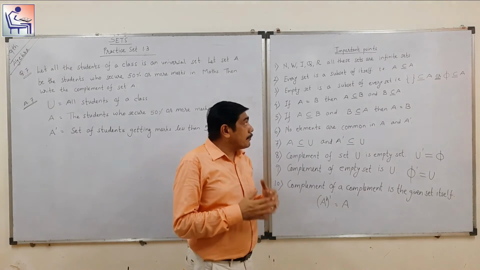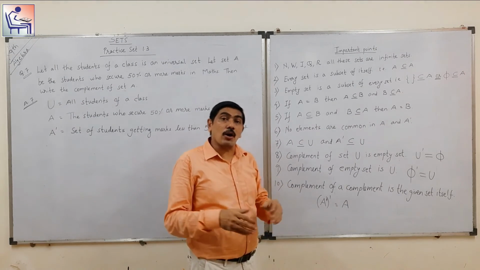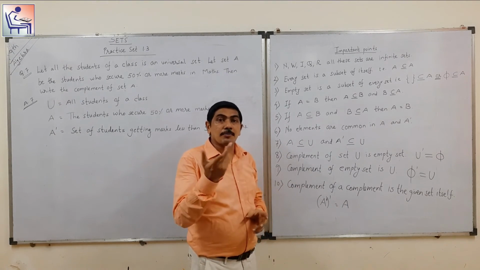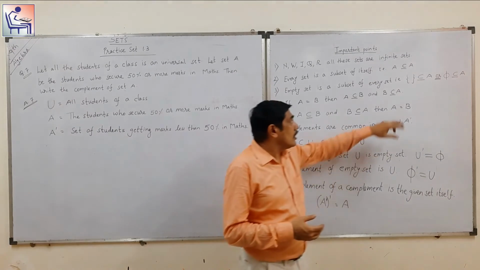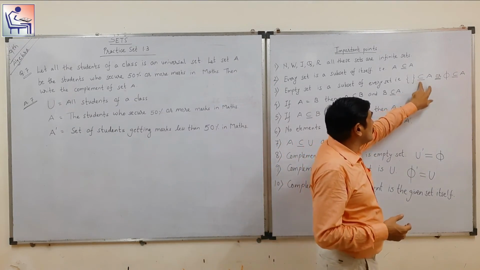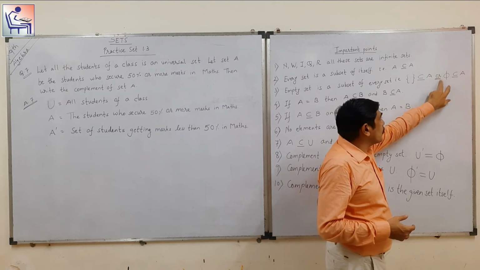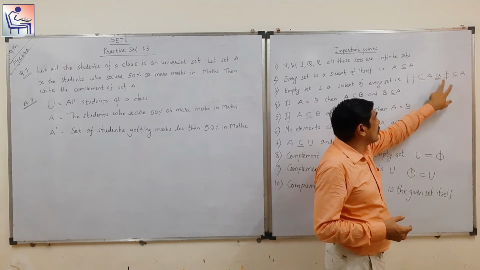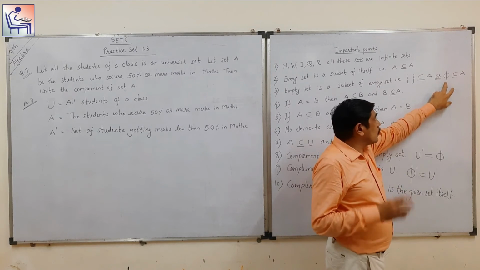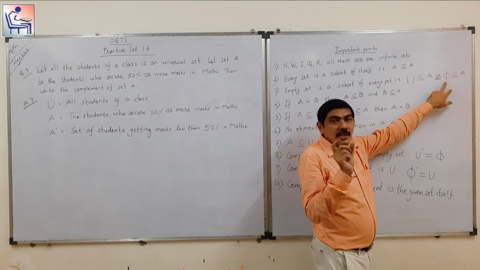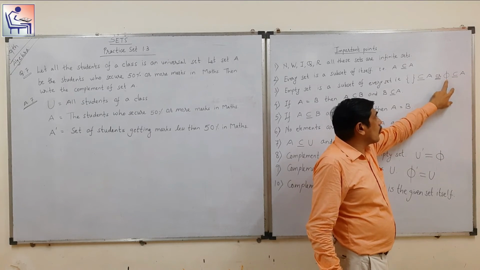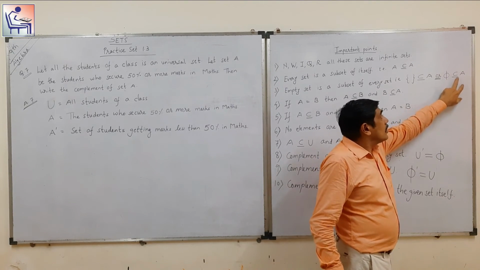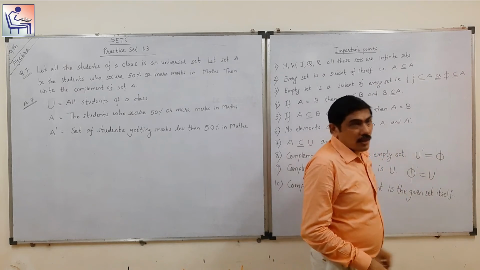Then third, empty set is a subset of every set. Empty set means without any elements. So it is also a subset of every set. So you can say the empty set is a subset of A, or you can say null set. Both are okay, the same. So not having any elements. A set which does not have any element is known as empty set or null set. So null set is a subset of A.